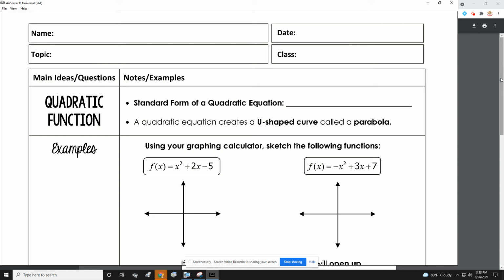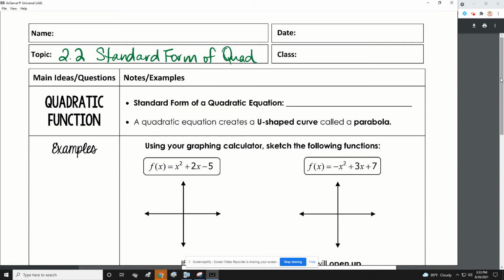So this lesson is going to be topic 2.2, standard form of a quadratic function. All right, so yesterday we talked about vertex form, which is extremely helpful. Standard form is okay. It's not as helpful as vertex form, but that's okay.